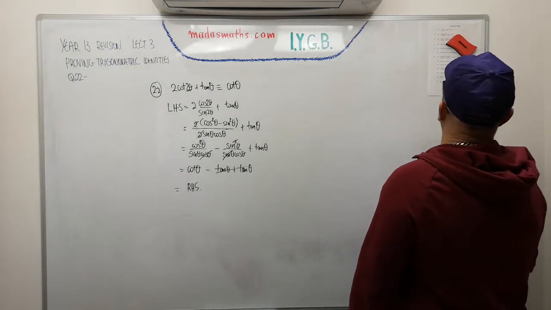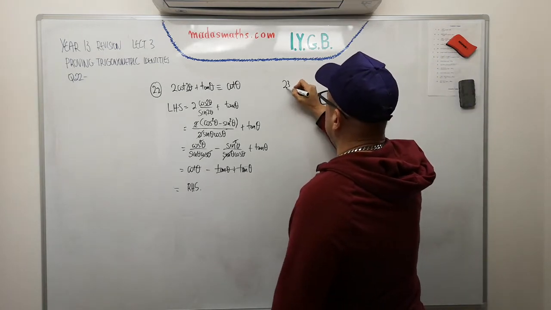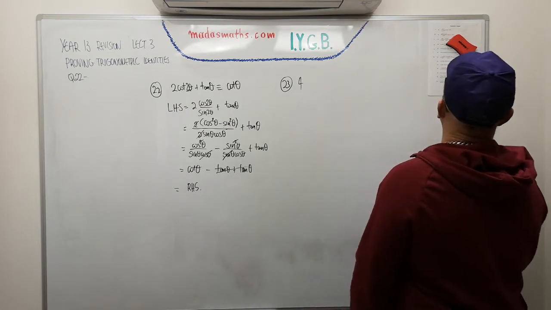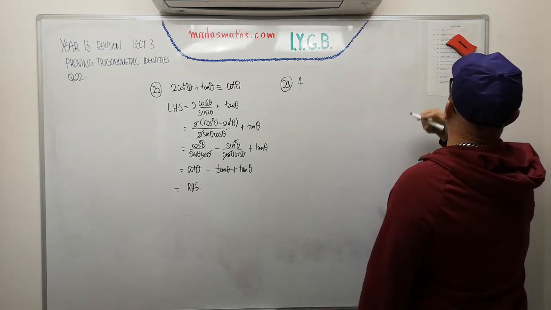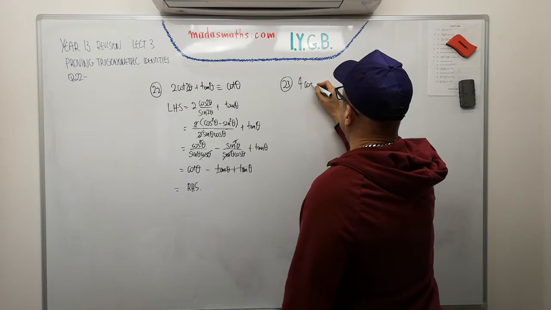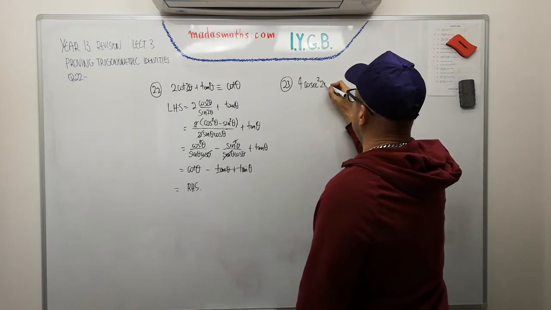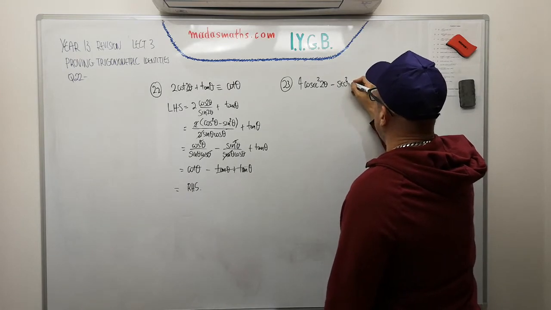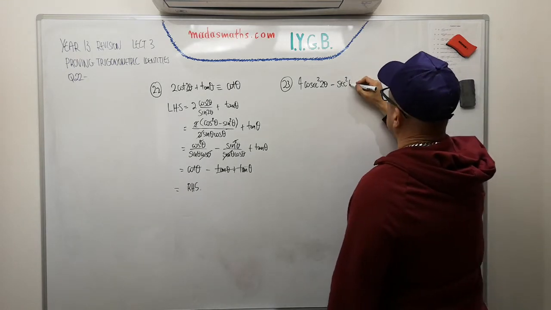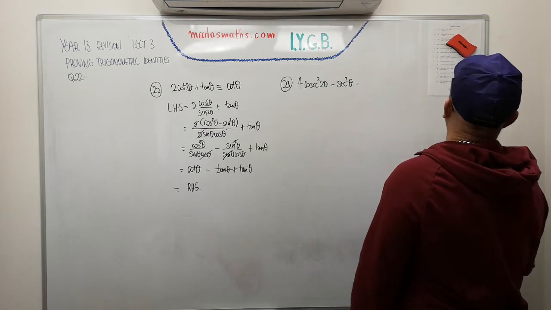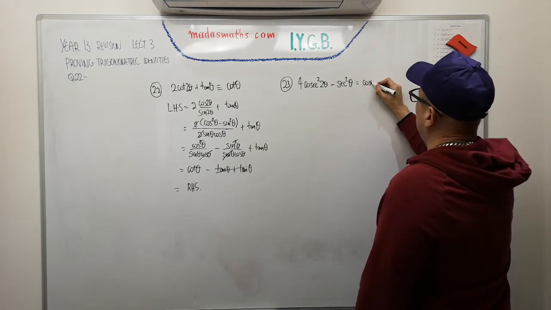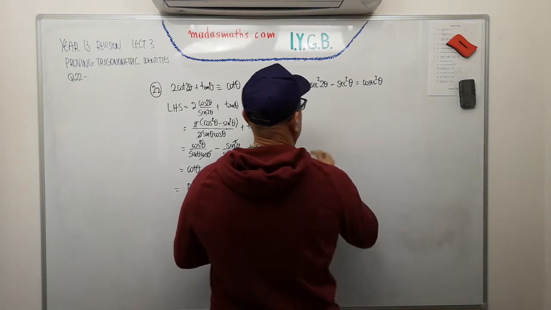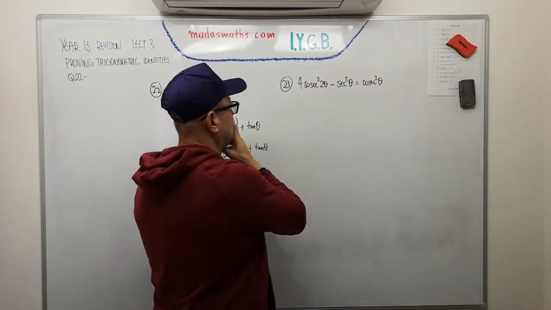Number 23. Very different style, number 23. Lots of squares there. We have to prove that 4 times the cosec squared of 2 theta minus the sec squared of theta is actually equal to the cosec squared of theta. Okay, definitely left-hand side. Again, a lot of stuff happening in there.